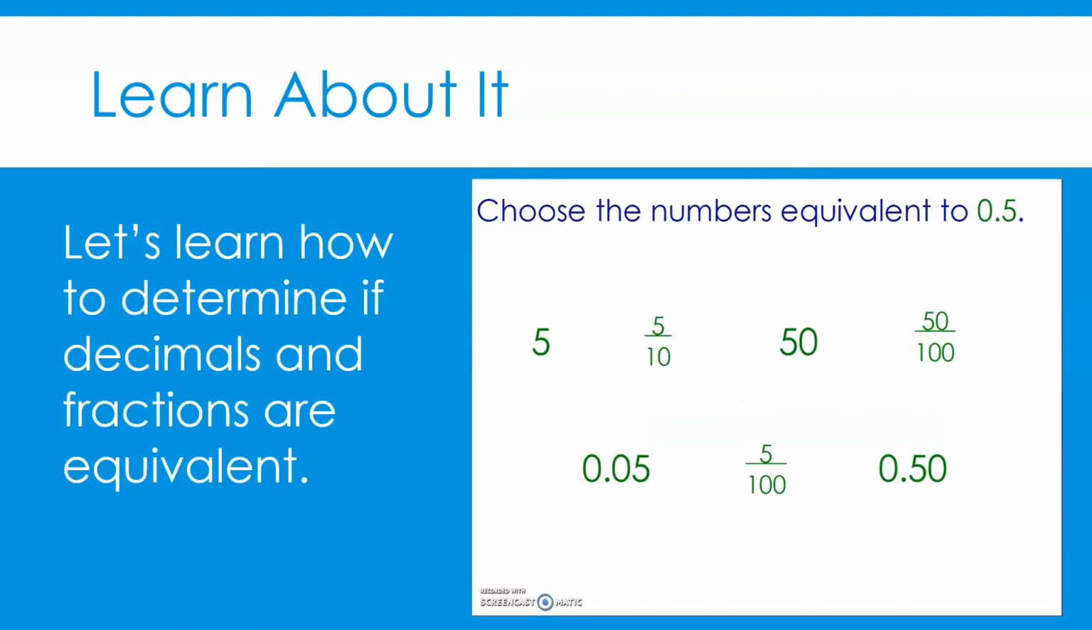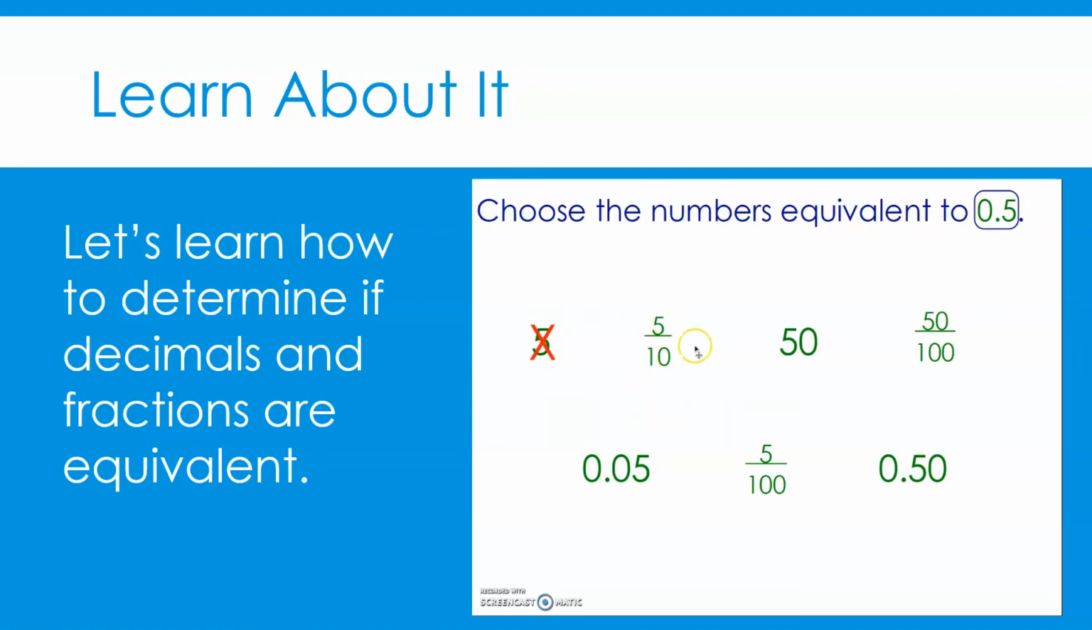Let's use our knowledge of equivalent decimals and fractions to solve this problem. Choose the numbers equivalent to 5/10. Note that there are not 2 decimals in this prompt. The second point is simply the period at the end of the sentence. Let's look at each number and determine if it's equivalent to 5/10. 5 is not equivalent to 5/10. 5 is 5 ones, not 5/10.